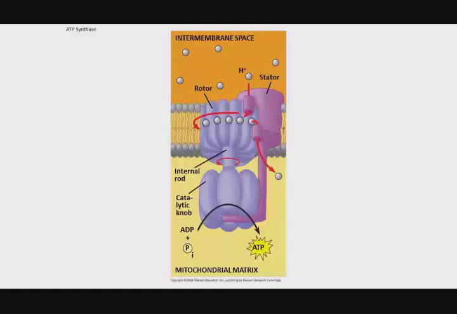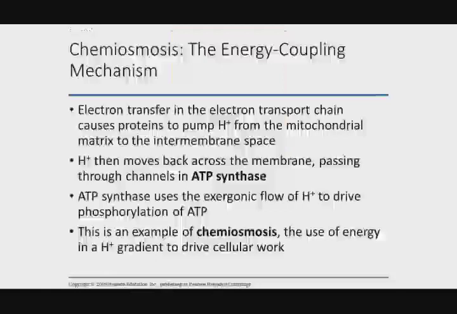Okay? So a very, very important enzyme complex, the ATP synthase. So this is what we call chemiosmosis. So we're coupling the flow of electrons down there, the flow of protons down their concentration gradient across the membrane through the ATP synthase to make ATP.